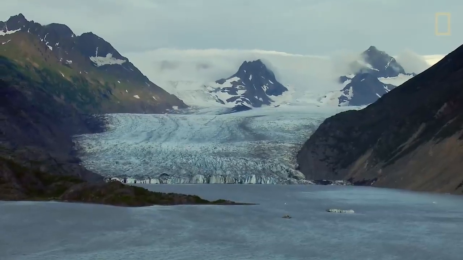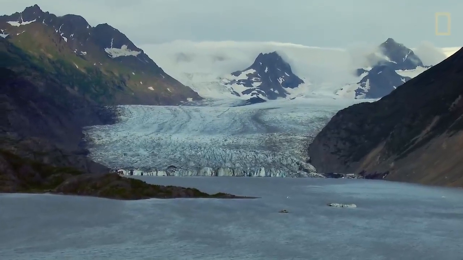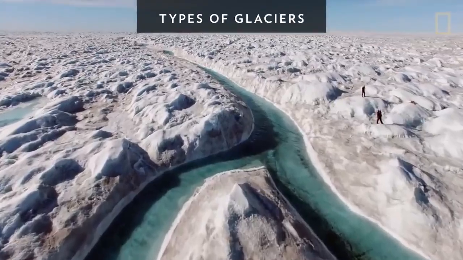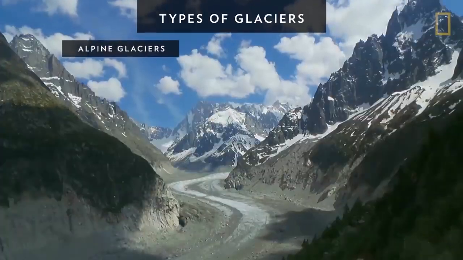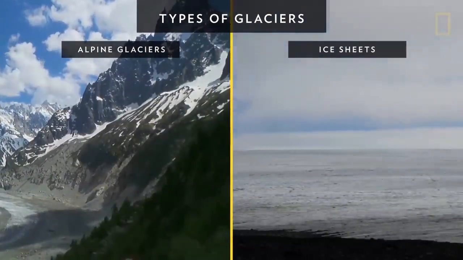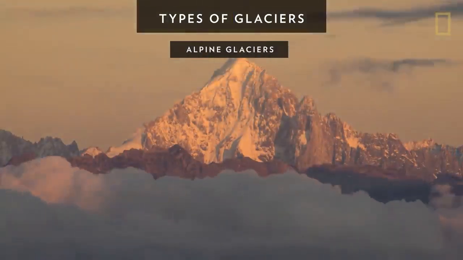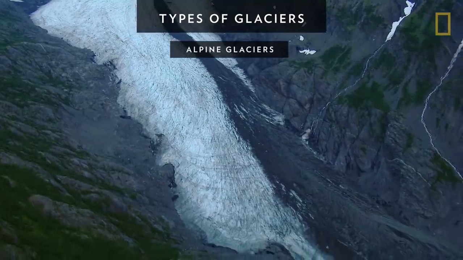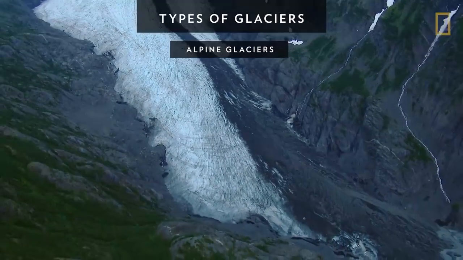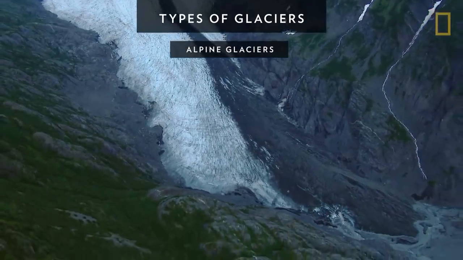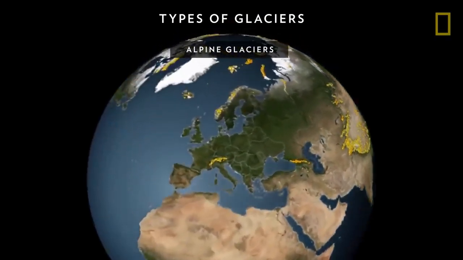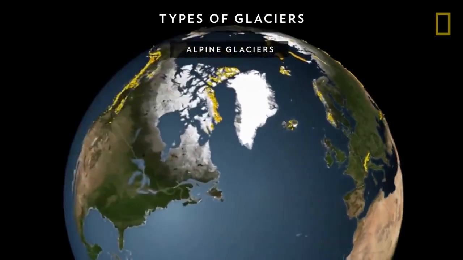A glacier is a huge mass of ice that moves slowly over land. Glaciers can be classified into two general groups: alpine glaciers and ice sheets. Alpine glaciers form on mountainsides and move downward through valleys. Sometimes they create valleys by pushing dirt, soil, and other materials out of their way. These glaciers are found on every continent except Australia.